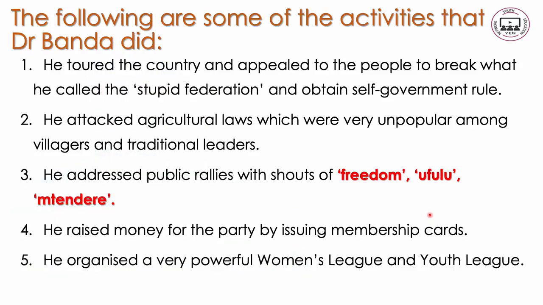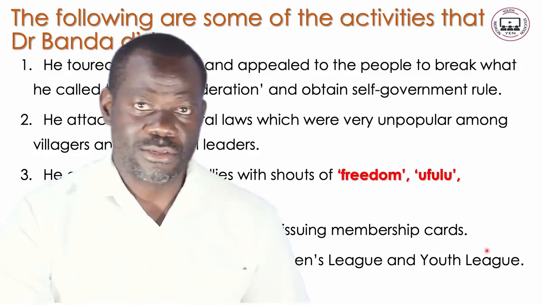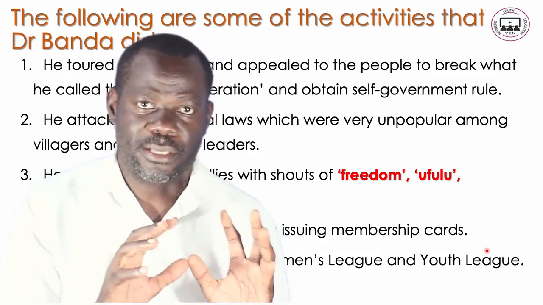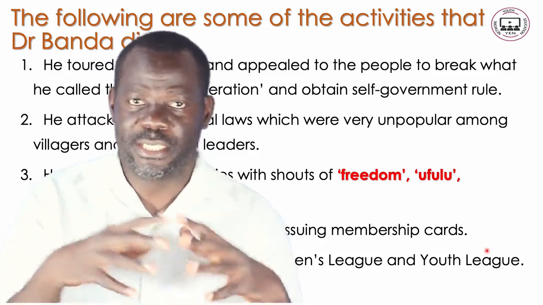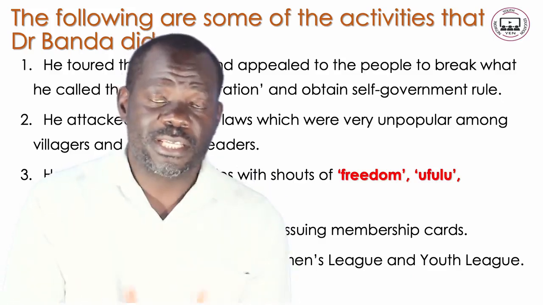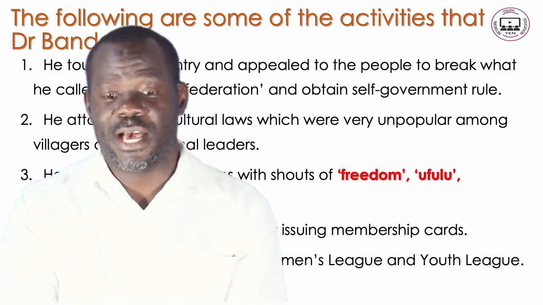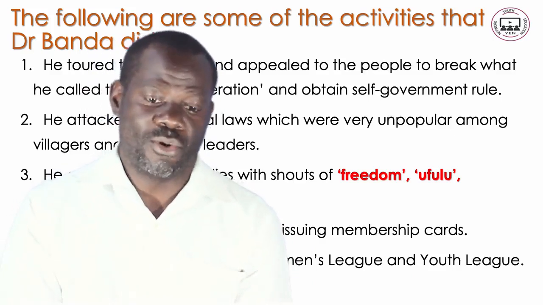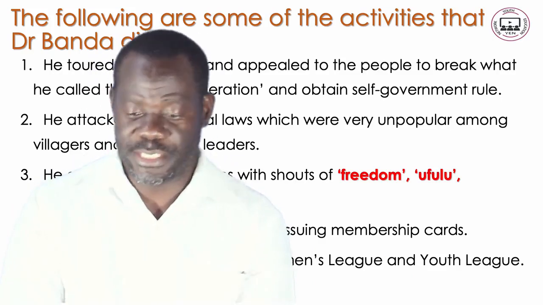And also he organized a very powerful women's league and youth league. So he also made the women's league and the youth league. So that's what he did. And also he raised money for the party by issuing membership cards. That's what we have talked about. So we see that he really organized this party or this National Congress.